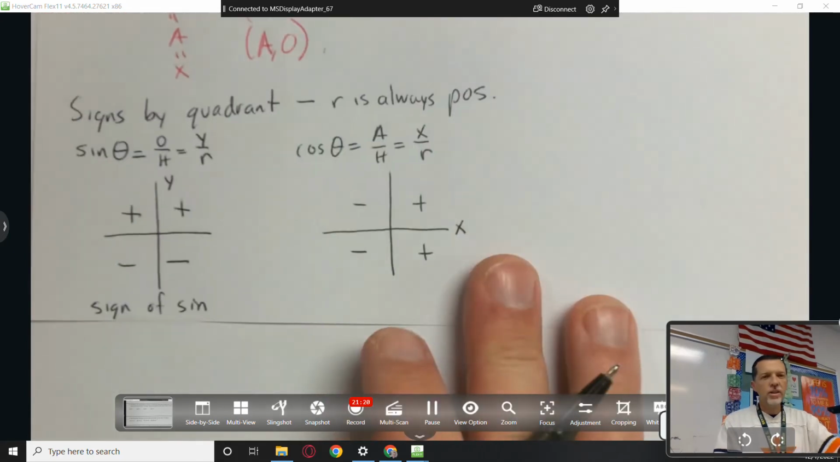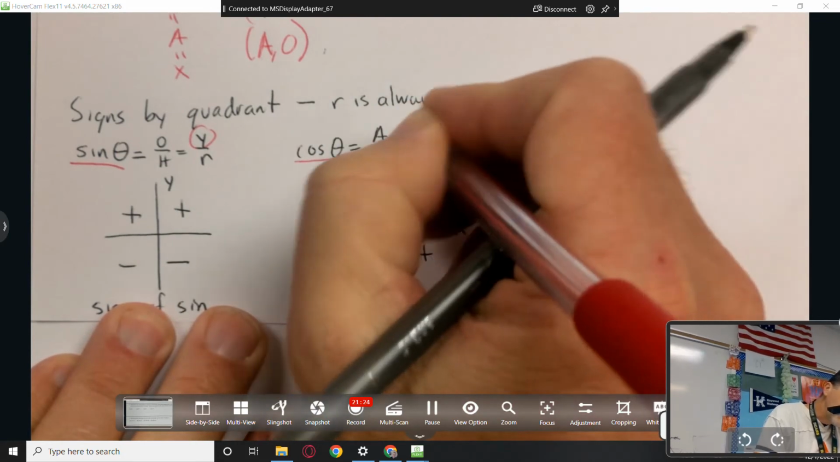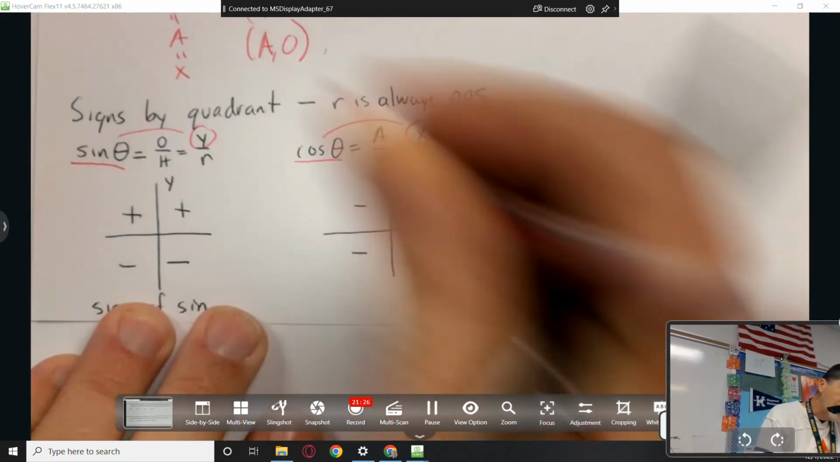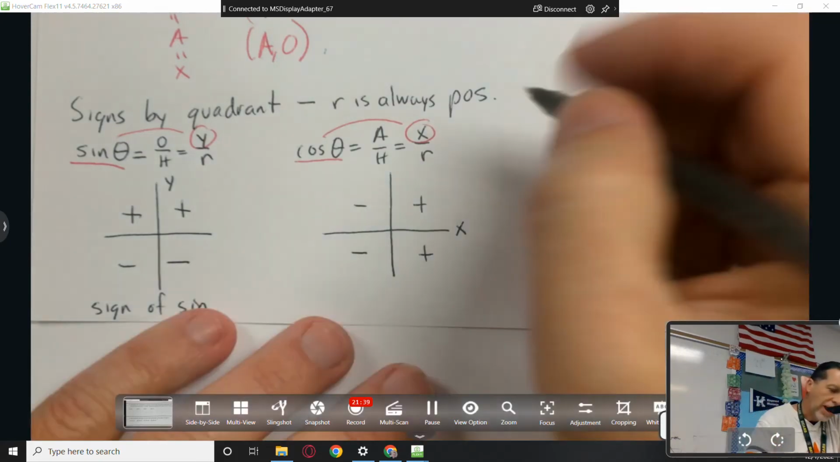So sine goes with y. In fact, this will help later if you remember this. Cosine goes with x. In fact, that's true in physics, right? If you use that in physics enough, you discovered that cosine and x are sort of tied together. Sine and y are tied together. True in physics, true in pre-cal.